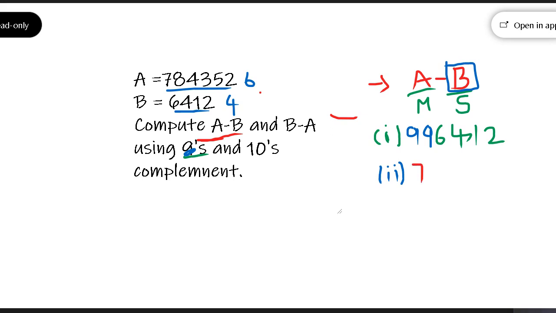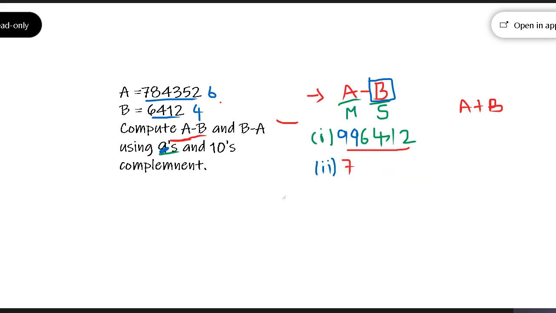Just to be clear, do we add or subtract here? We are adding. The procedure is same. We are doing complement subtraction, but we are going to add these digits to the A plus B. Before that, you have to do the complement form. I'm coming to that step only.